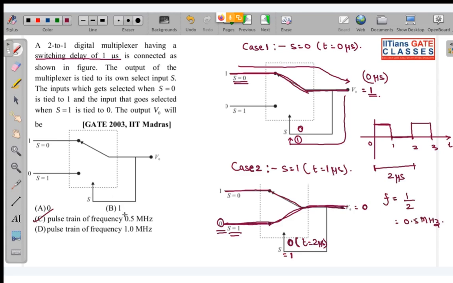Why, Piyush, did you mark option D? Option C is correct: pulse train of frequency 0.5 megahertz. I made a mistake in calculating the time period. Why did you take it as 1 microsecond? So don't do it like this, okay?